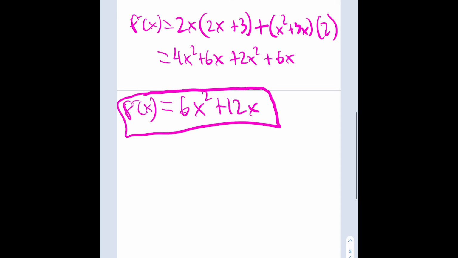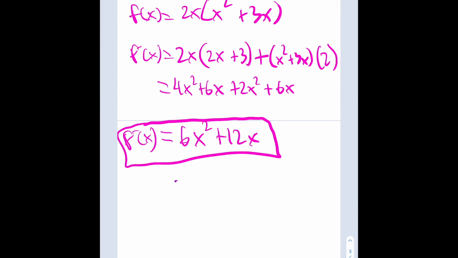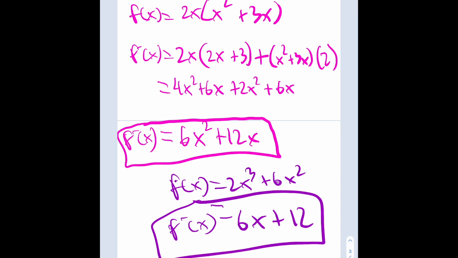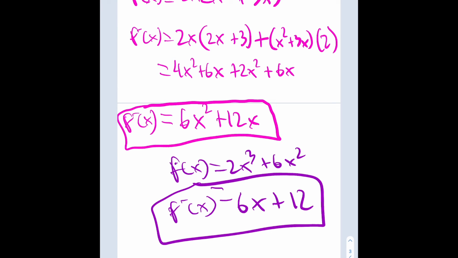If we were to simplify this function by multiplying it out first, f of x equals 2x to the third plus 6x squared. When you take the derivative, you get 6x squared plus 12x either way. So again, it's cool in math when we can do different things but get the same answer.